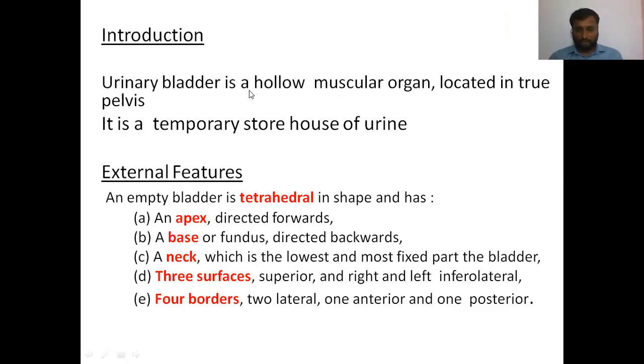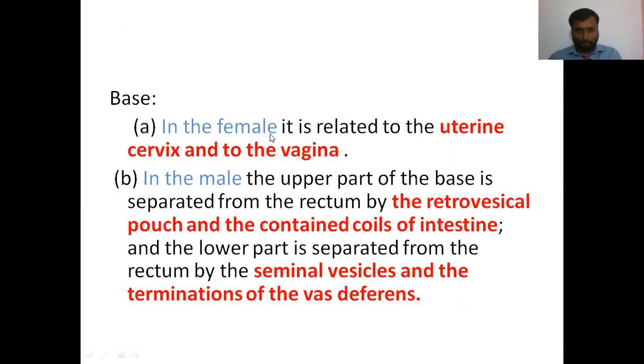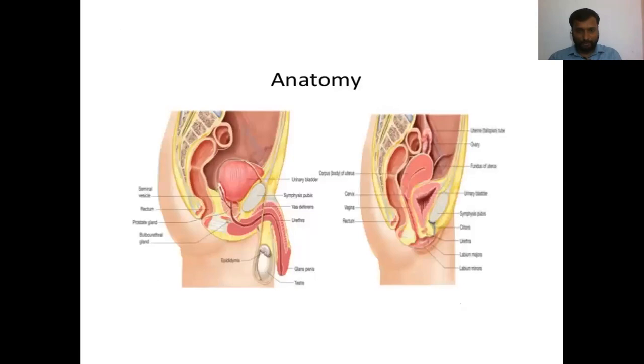The urinary bladder is nothing but a temporary reservoir of the urine. It's a muscular organ located in the true pelvis. It is located in the pelvis. See, this area is the pelvis. So it is this muscular structure. This is the urinary bladder. It's a muscular structure. So the urinary bladder is a hollow muscular organ. This is a section of the urinary bladder in females. So it's empty. It's a hollow muscular organ located in the pelvis.